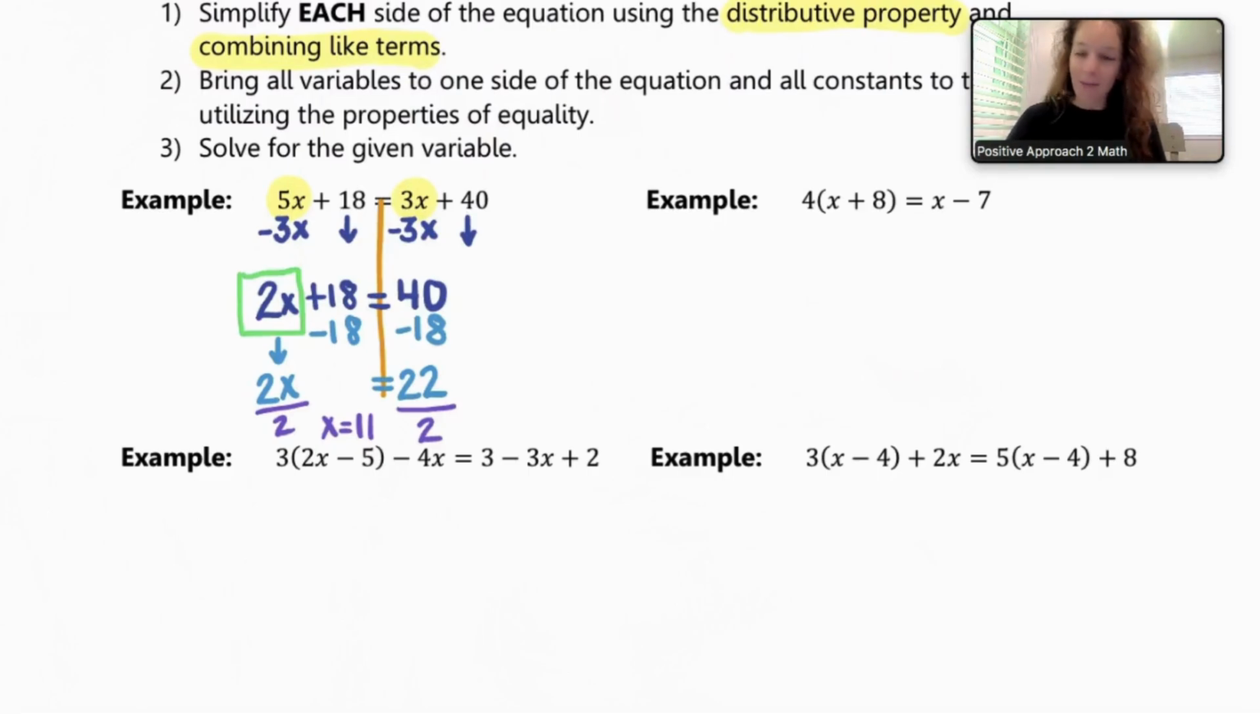So that was our first problem, just showing you how to move a variable over to the other side. A lot of times you're either going to add or subtract when you move a variable term over to the left or to the right.